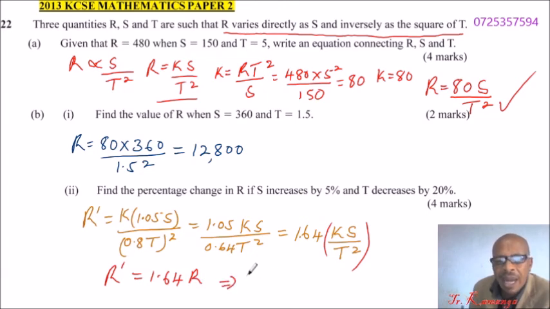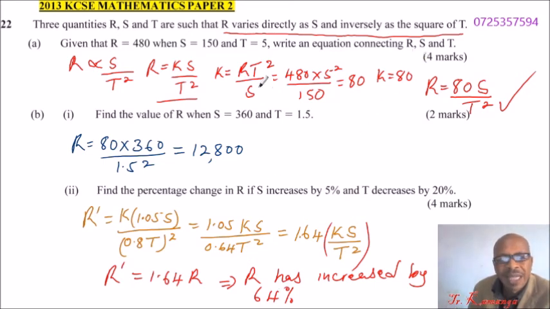implying that r has increased by 64%. So that's how you work out that question.